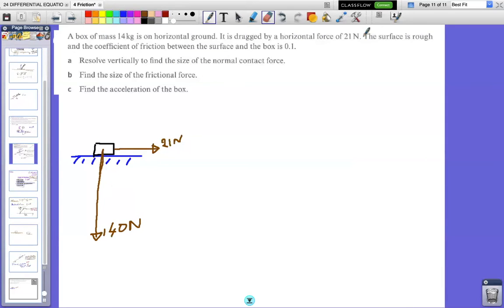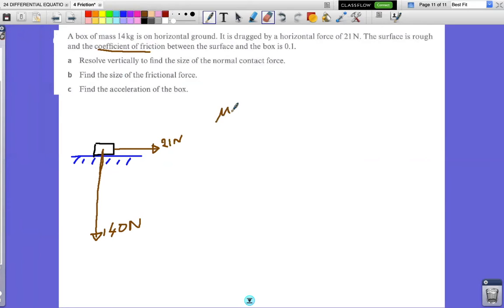The surface is rough, and the coefficient of friction between the surfaces is 0.1. So I'll just write it here. Mu is 0.1. That is it. Resolve vertically to find the size of the normal contact force. Here you are told what to do step by step, but in most problems you will not be told.